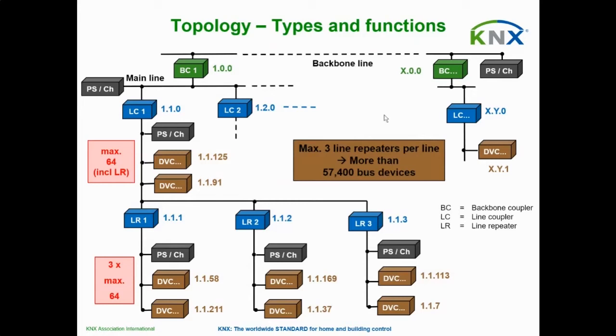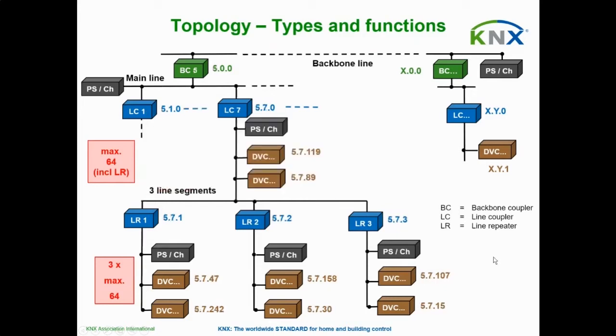Also remember that your line repeater can have any address. It doesn't matter. It's an individual address on that line. It doesn't matter if it's 111, 112, 113, but just remember that on that line, the address will be unique. Nobody else can have that address. And again, we just show it for area 5, line 7. Oh, sorry, it is correct. It's just another example.